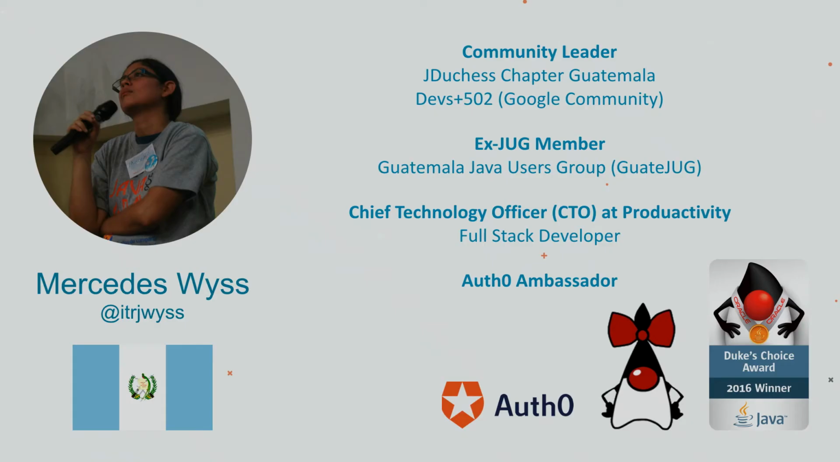And I will introduce myself. I am Mercedes Wyss. I am coming from Guatemala. I am a leader from a JWT chapter, I have female Java chapters, and I have a Google community too. I was a member of a Java community there in Guatemala, and now I am a CTO in a startup that is called Productivity, and I am also an OutZero Technologies ambassador.